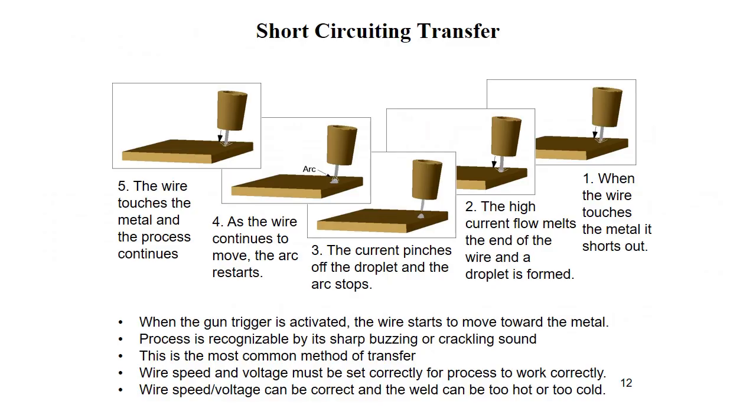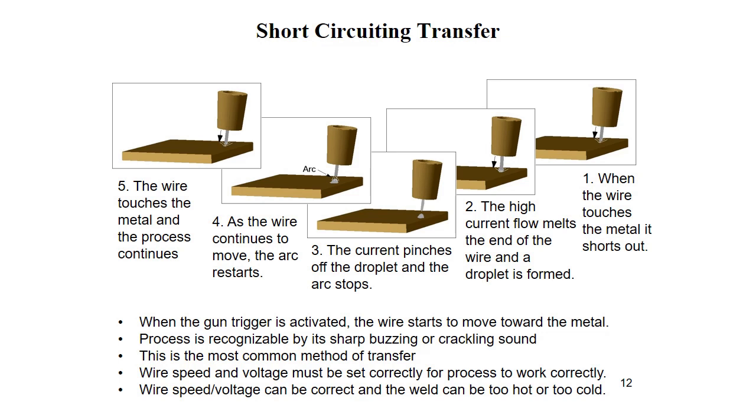Okay, with short circuiting, this is the only transfer mode where there's multiple things going on. If we start out over on the far right side with the 1, when the wire touches the metal, it shorts it out. This is the only transfer mode where the wire actually touches the metal. So number 2, the high current flow melts the end of the wire and a droplet is formed. So it goes down, it touches the metal, and a droplet's formed. Right then, we go to 3.